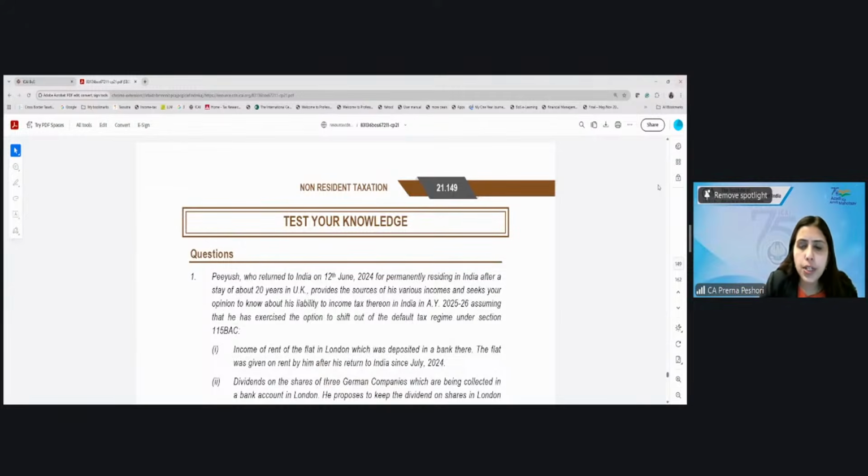Piyush, who returned to India on 12th June 2024 for permanently residing in India after a stay of about 20 years in UK, provides the sources of his various income and seeks your opinion to know about his liability to income tax, assuming that he has exercised the option to shift out of the default tax regime. Income of rent of the flat in London, which was deposited in a bank there. The flat was given on rent by him after his return to India since July 2024.